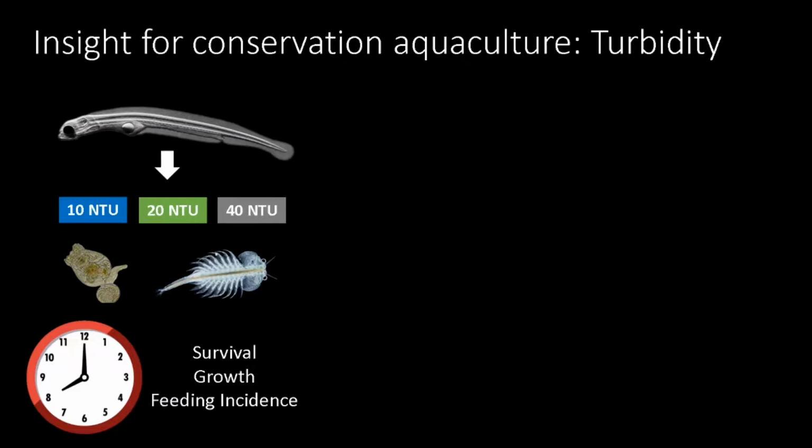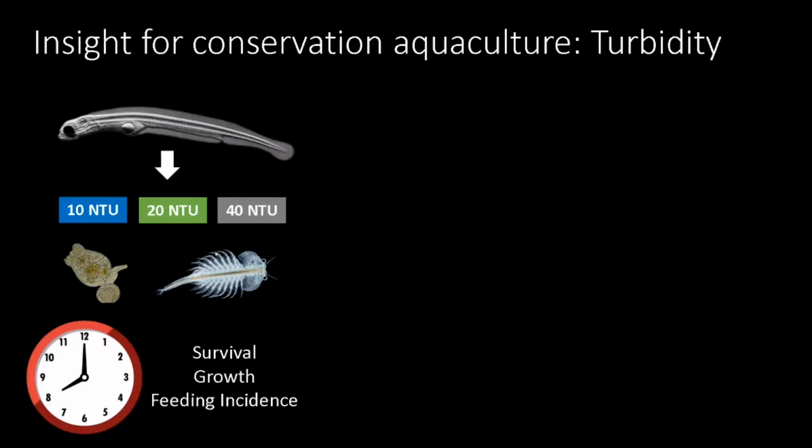And for this study, it was a very simple design. We took these larvae and put them into 3 different turbidity groups of 10, 20, and 40 NTU. These are turbidities that are on the lower end of the San Francisco estuary. So we did that, and we were feeding them at FCCL using typical feeds, rotifers, as you can see on the left, and Artemia on the right. And we measured survival, growth, and feeding incidence over time for these fish.